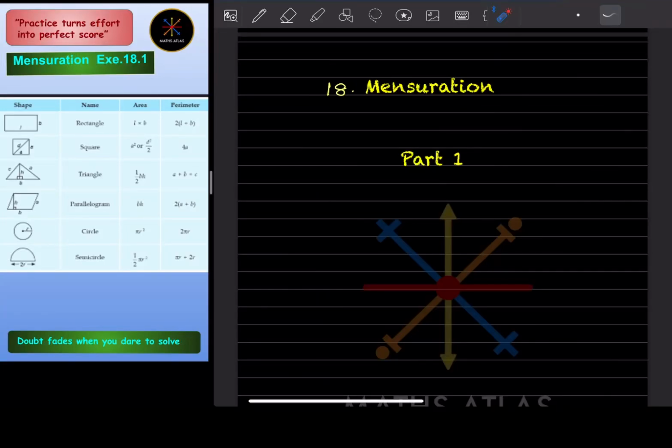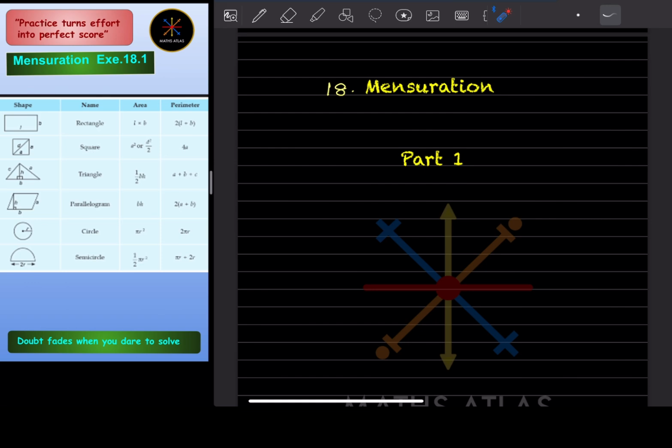So today we'll be starting with a new topic, which most of you were waiting for, that is mensuration. So we'll see part one of it. Before we start with the exercise, have a look at the left-hand side, the different shapes and how to find the area and the perimeter of them. All these formulas you have to learn by heart.